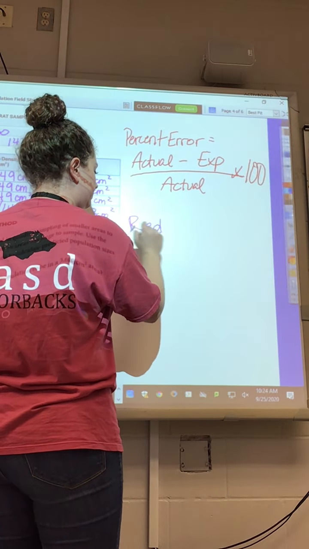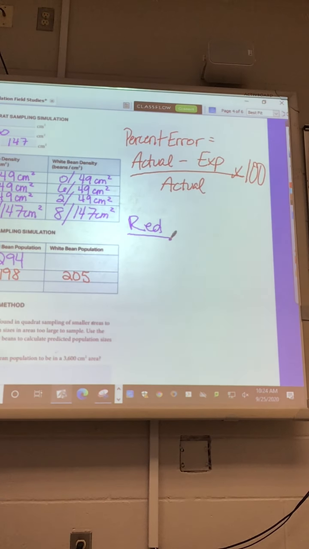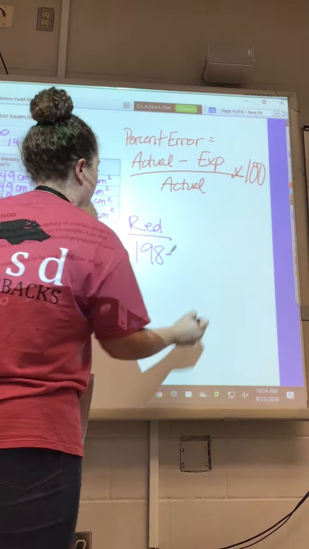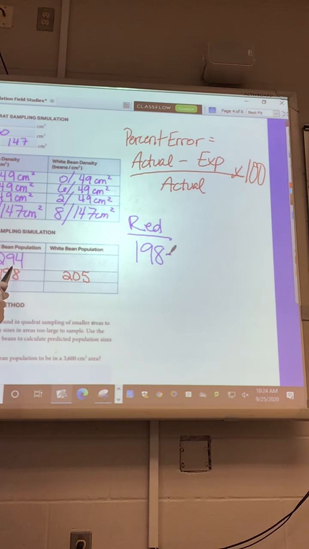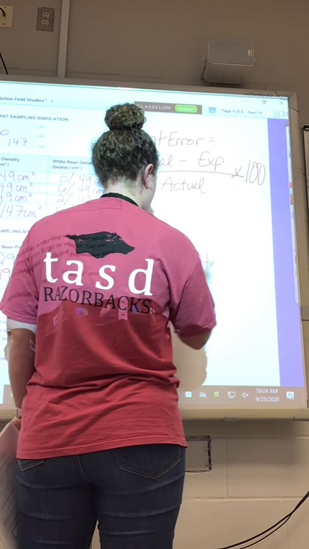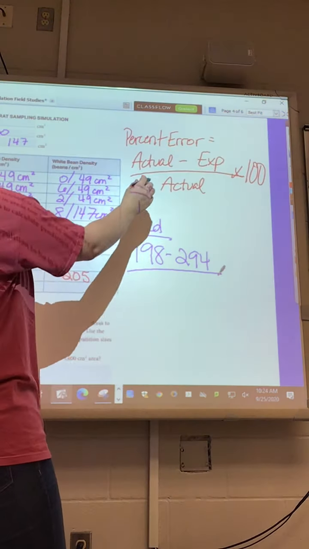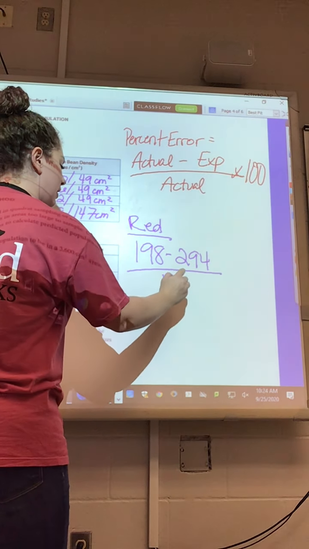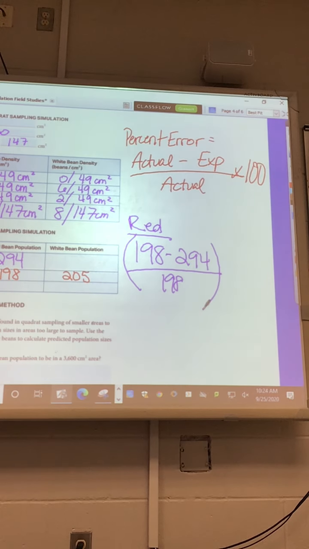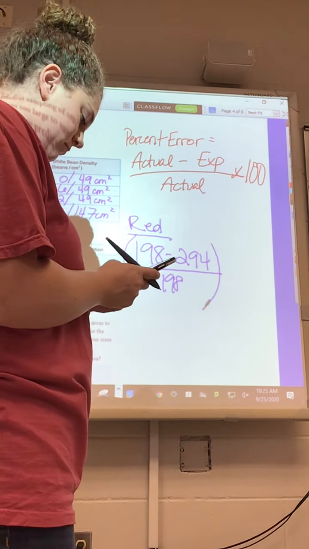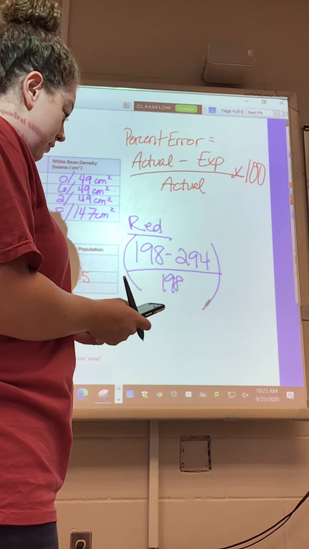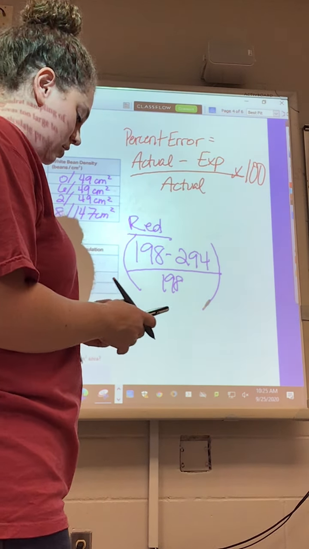All right, so for the red bean, I'm going to change colors again. Back to purple. So my actual was 198. My experimental, so from my experiment, it should be 294. I'm going to divide that by the actual again, which was 198. Let me do that math.